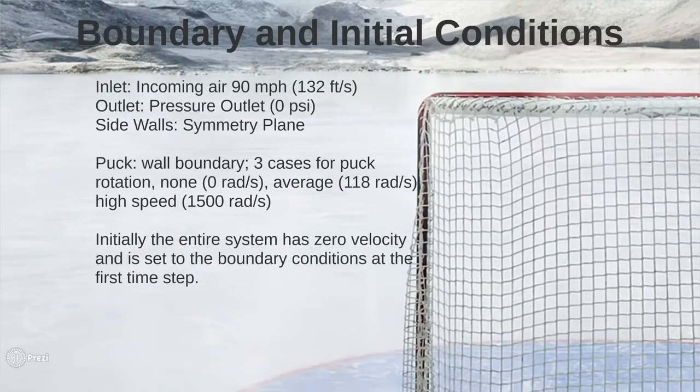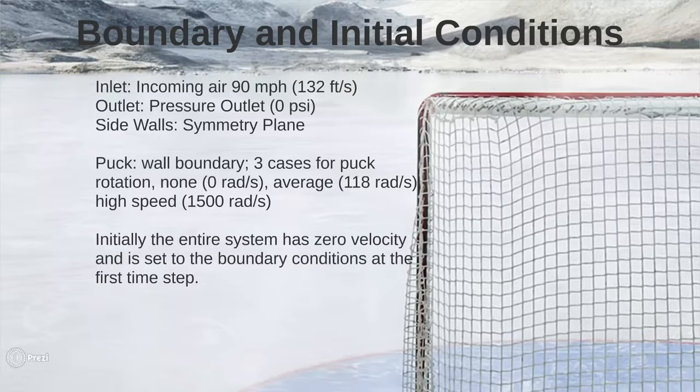So some boundary and initial conditions for this setup are that the inlet has an incoming air velocity of 90 miles an hour or 132 feet per second. The outlet has a pressure outlet of 0 psi, and the sidewalls have a symmetry plane which allow flow inside the system. Now the puck is set up to be a wall boundary with rotation added, where the first case has 0 rotation, a second case has 118 radians per second of rotation, and a third case, the high-speed case, is set to be 1500 radians per second.